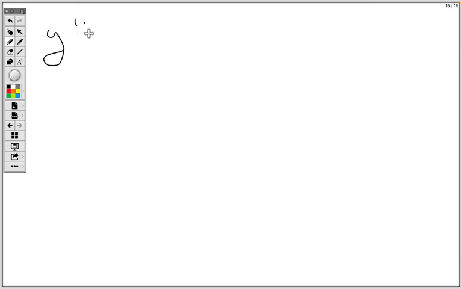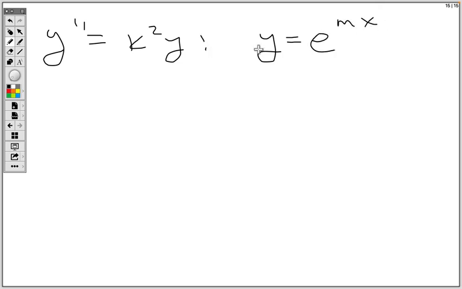So I got the y double prime is k squared y. So once again, we're going to make the ansatz here that y equals e to the mx. Substitute that in. The second derivative, every time you take a derivative, you're going to spit out a factor of m. So we got an m squared there. There is no first derivative. There's just the function itself. So m squared is k squared.